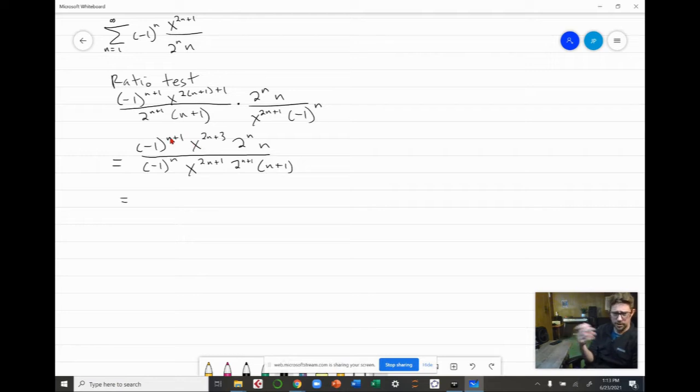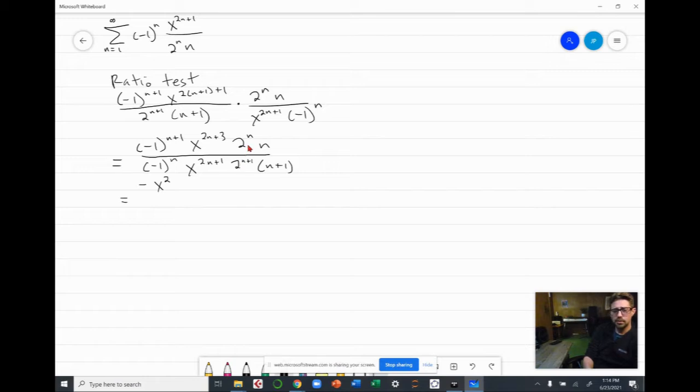Now we deal with everything kind of one at a time. (-1)^(n+1) over (-1)^n. Well, that just leaves one factor of -1 up here, so let's just put it as a negative. And then we've got x^(2n+3) over x^(2n+1). So we subtract those exponents. 2n plus 3 minus 2n plus 1 is 2. So the only thing that survives is an x squared up in the numerator, because this is 2 more than this.